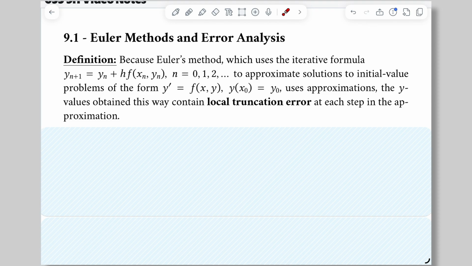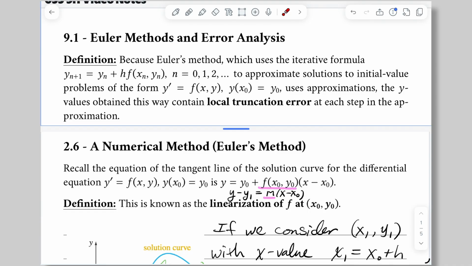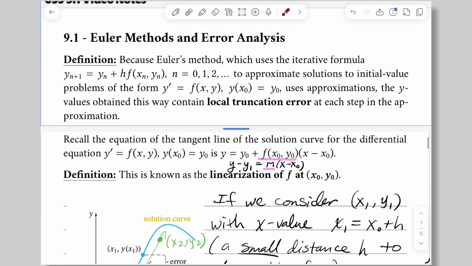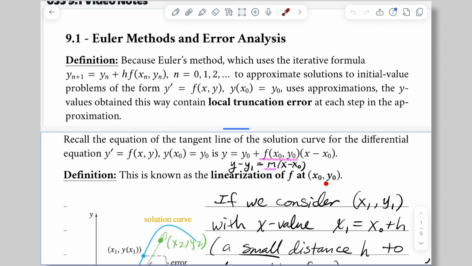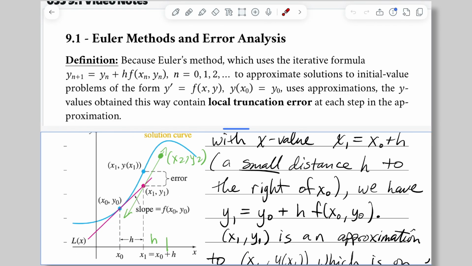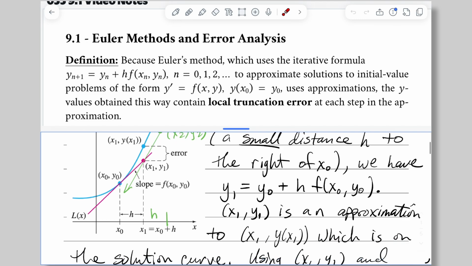Earlier in the course, we saw a numerical method called Euler's method. As a brief reminder, this used the linearization of f at a point x0, y0 given by an initial condition, and the idea was to use a tangent line to generate a point that approximated a point on a solution curve. It was an iterative process, and at that new point on the tangent line, we then found a new slope, created basically a pseudo-tangent line, and found a second point that would approximate another point on the solution curve.